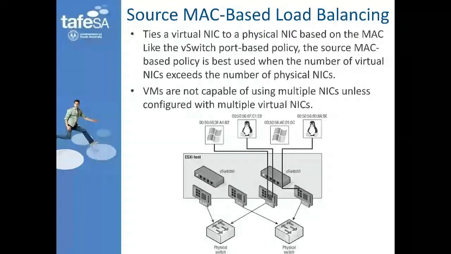The source MAC policy looks at the MAC address of where the traffic is coming from. It ties the virtual NIC to a physical NIC based on this MAC address. The source MAC policy is the best when the number of virtual NICs exceeds the number of physical NICs. Okay, so if you've got so many virtual NICs on these virtual machines, but you only have a few physical NICs, VMs are not capable of using multiple networks unless they're configured with multiple virtual NICs themselves.